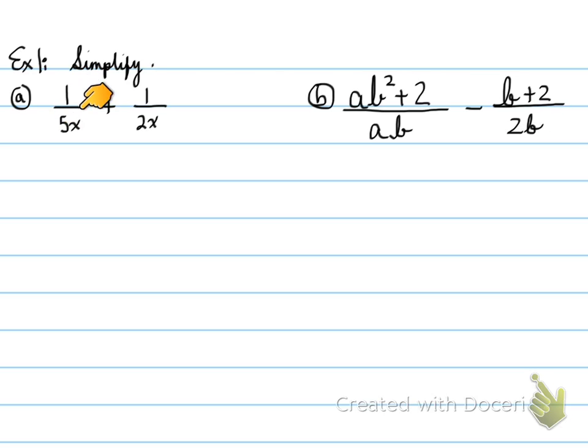Sorry, the common denominator, both of them have an x, so we need to have an x in our denominator. And both of these have numbers that I cannot make one into the other. So 5 and 2, the common denominator will be 10. So we want a common denominator of 10x.